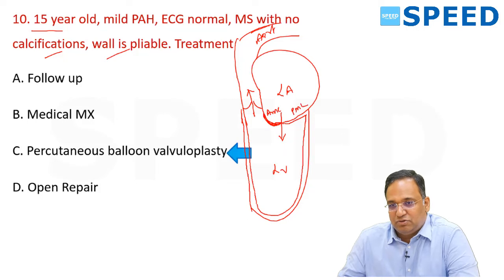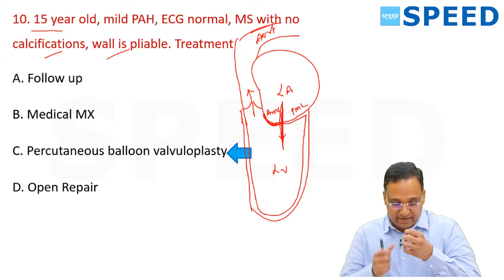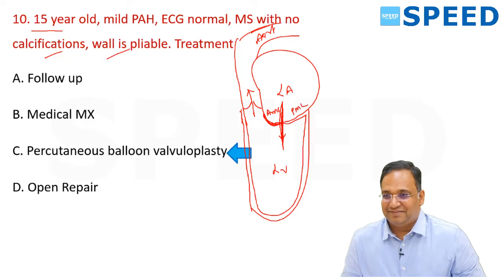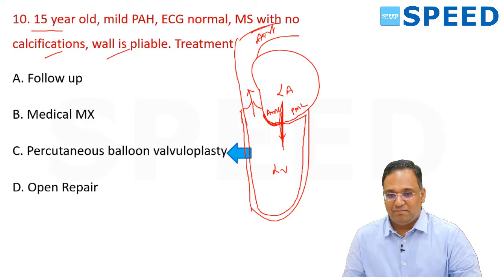Now, it's a tight MS. So, what we should do with this technique is get a guide wire coming across the aorta, across the aortic valve, then across into the LA. You keep the guide wire across here, then put in a balloon and open up the valve. So, it gets opened up. That is called balloon valvuloplasty.